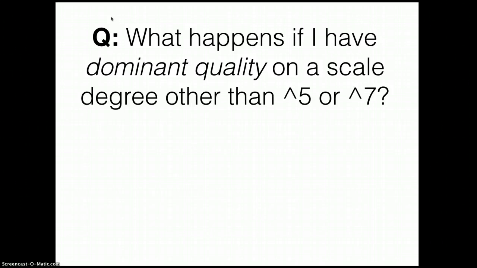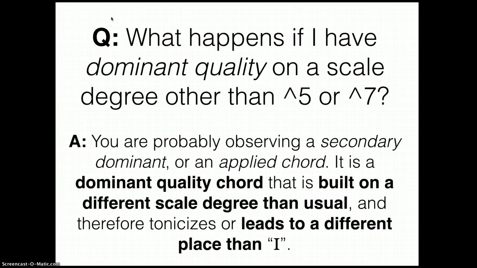So here's a question. What happens if I have a dominant quality chord on a scale degree other than 5 or 7? This is when you are probably observing a secondary dominant, also called an applied chord. This is a dominant quality chord that is built on a different scale degree than usual, and therefore tonicizes or leads to a different place than 1.